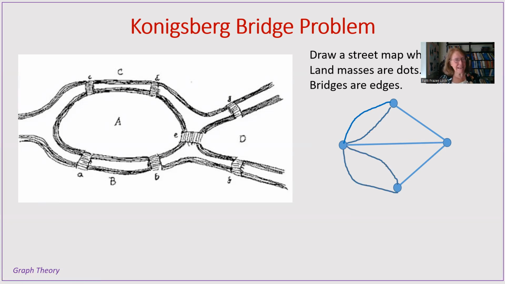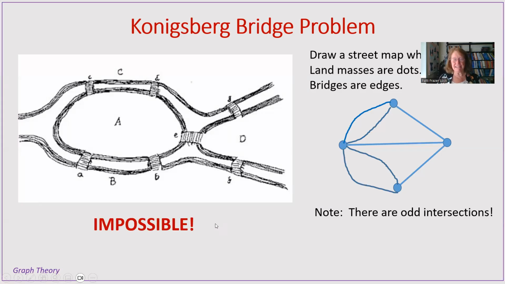And if you check how many of the edges end at each of these dots, this one has 3, this one has 5, this one has 3, this one has 3, or you could be counting bridges over here. But they're all odd. There are odd intersections. Euler's big theorem showed that if there's odds, the answer is no, and this is impossible. So I hope you didn't spend too much time on it, because it is, in fact, impossible to start anywhere, cross every bridge exactly once, and return to the start.